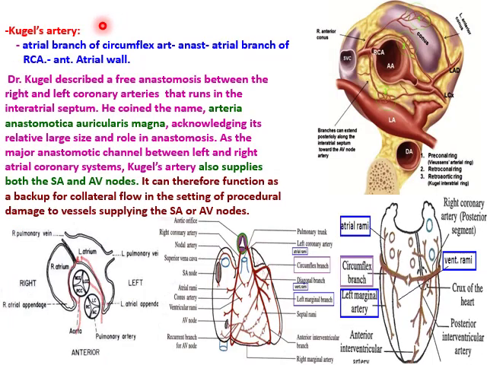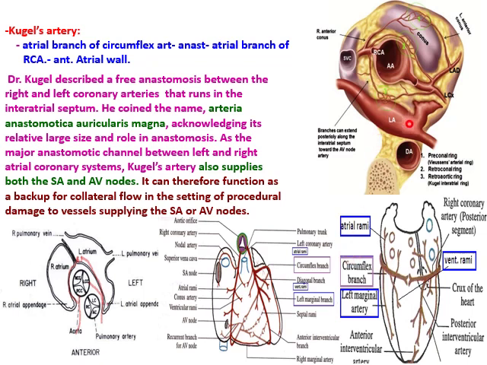Coming to the Kugel's artery. The Kugel's artery is the atrial branch of the circumflex artery, or the atrial rami, we can call it. It is the atrial rami of the circumflex artery, which anastomoses with the atrial rami of the right coronary artery in the anterior aspect of the atrial wall, nearer to the interatrial septum.